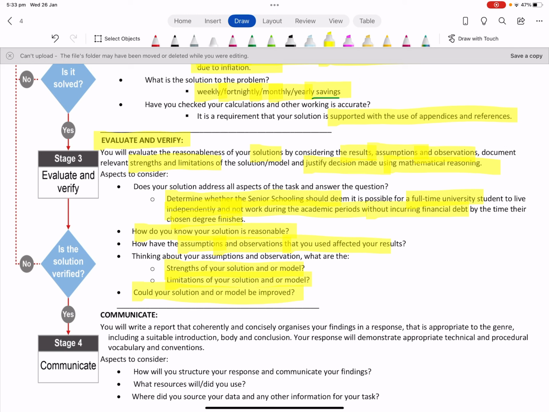So again, it's fairly hard to get a good result in Evaluate and Verify. You really need to be considering all of these things to help you across the line for the Evaluate and Verify section. I believe it is out of 5 points here. So you could get a maximum of 5 out of 5 for the Evaluate and Verify section. So pause the video now if you would like to listen to this part again.